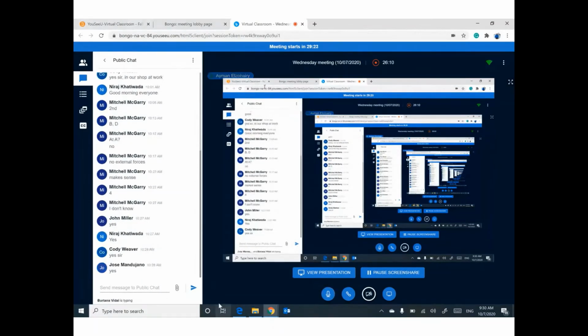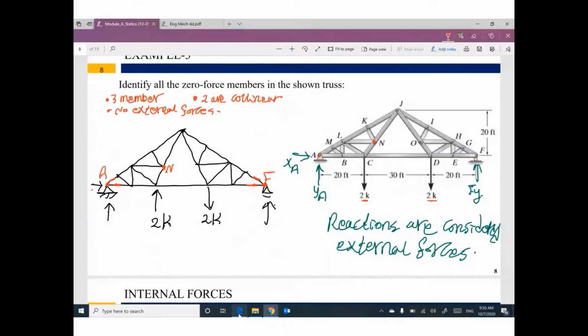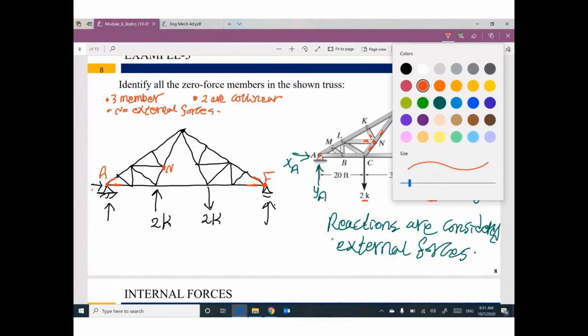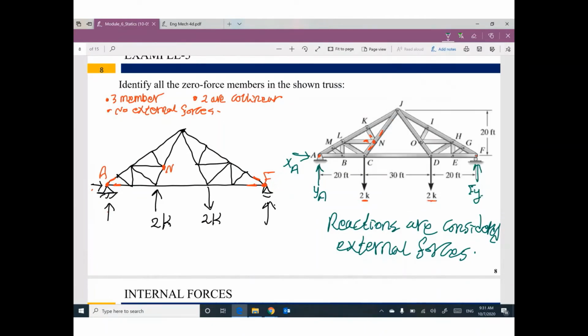So, joint N. I'm trying to teach you something. Joint N, how many members? 1, 2, 3, 4. Forget it, not for all, but forget it at this time, because we need the joint with 3 members only. So at this time, joint N has 4 members.